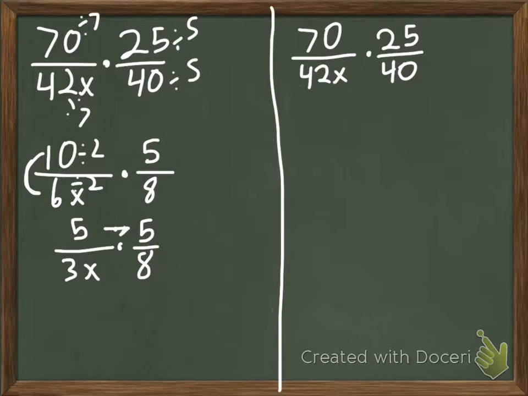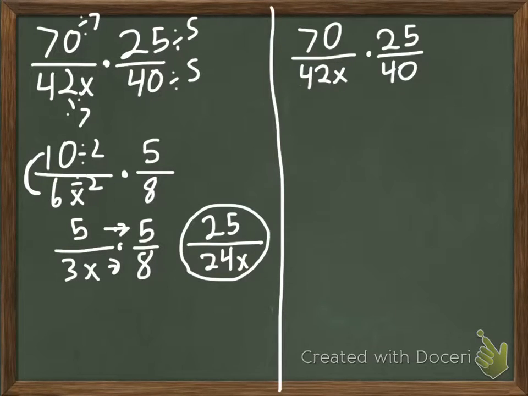So we're going to multiply across. 5 times 5 is 25. 3x times 8 is 24x. So it looks like we reduce it, multiply and reduce, and we get 25 over 24x. Let's see if we can get the same thing over here.